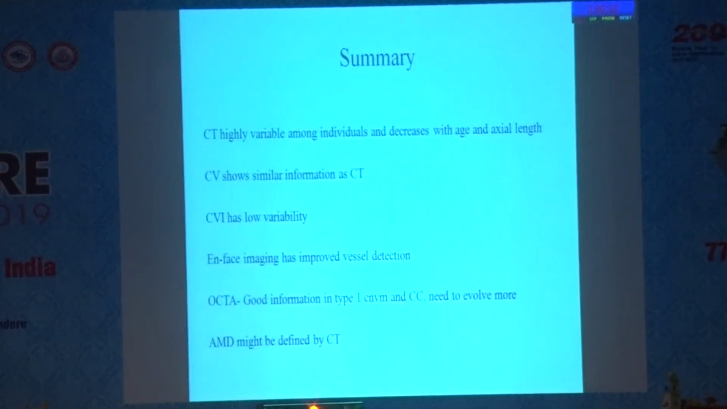To summarize, choroidal thickness is highly variable between individuals, and decreases with age and axial length. Choroidal volume shows almost similar interpretation as choroidal thickness. CVI, choroidal vascularity index, has a little lower variability compared to the CT, choroidal thickness, and fast imaging has improved the vessel detection, especially in cases of the PCV. OCTA gives you really good information on early CNVMs and type 1 CNVMs, and AMD might be redefined by the choroidal thickness over time. Thank you.